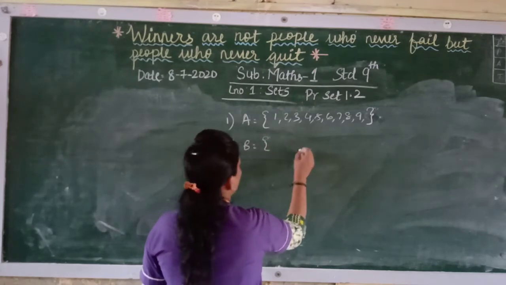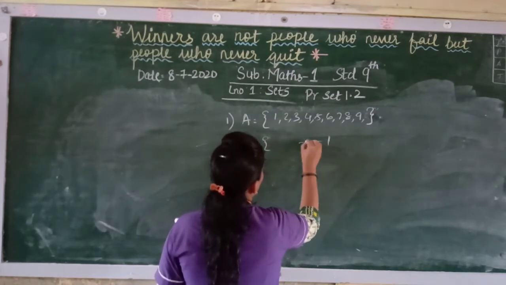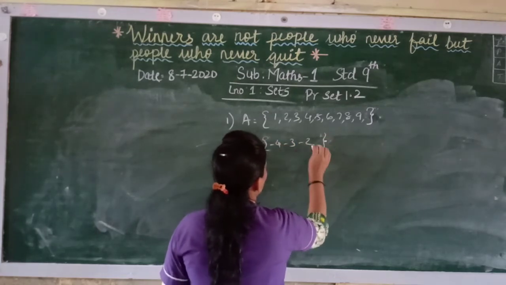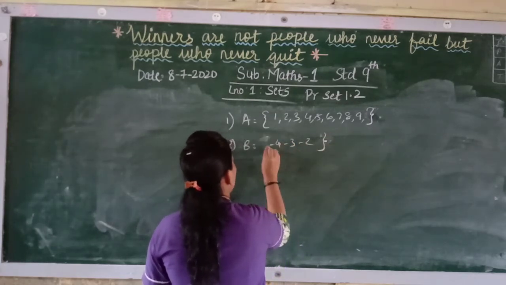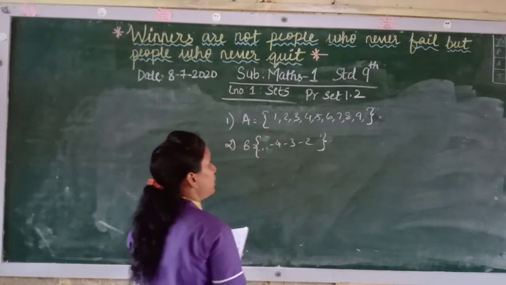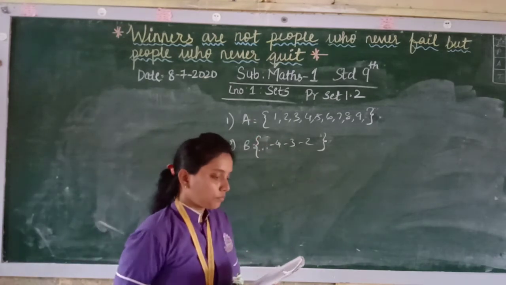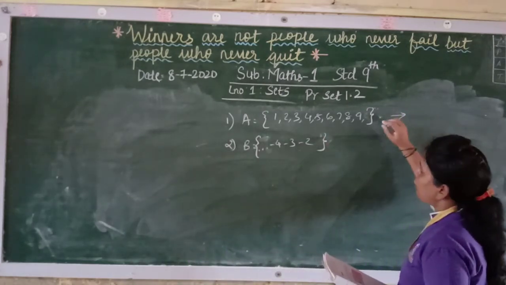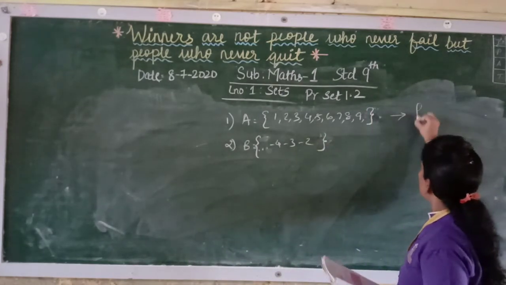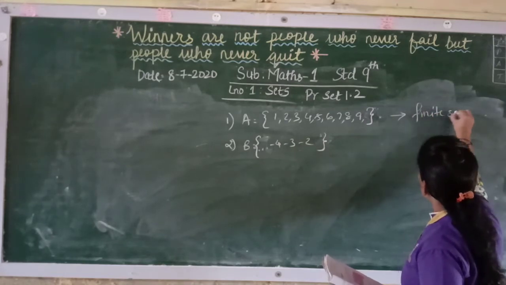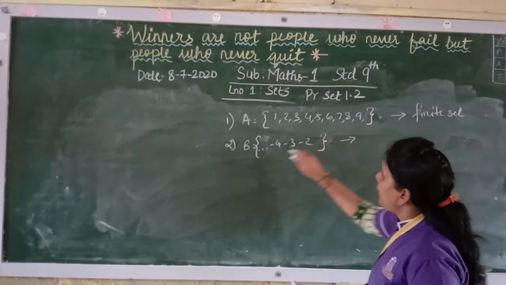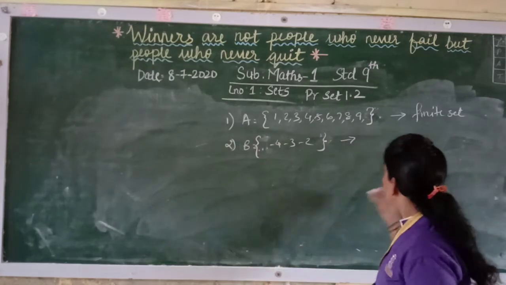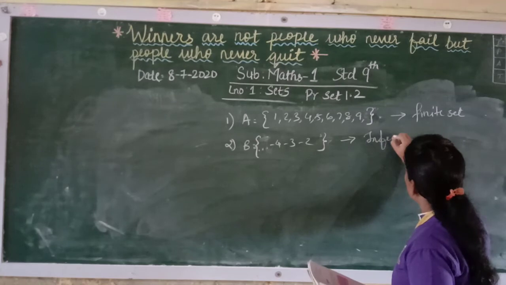So here for B, if it is -1, here you will get -2, -3, -4. It is less than -1. So it becomes -2 and it will go on, dot means it is infinite. So the first one, what is first one? It is limited only, you can't go further, so it is a finite set. This will go on -4, -5 and numbers are infinite, so this is an infinite set.